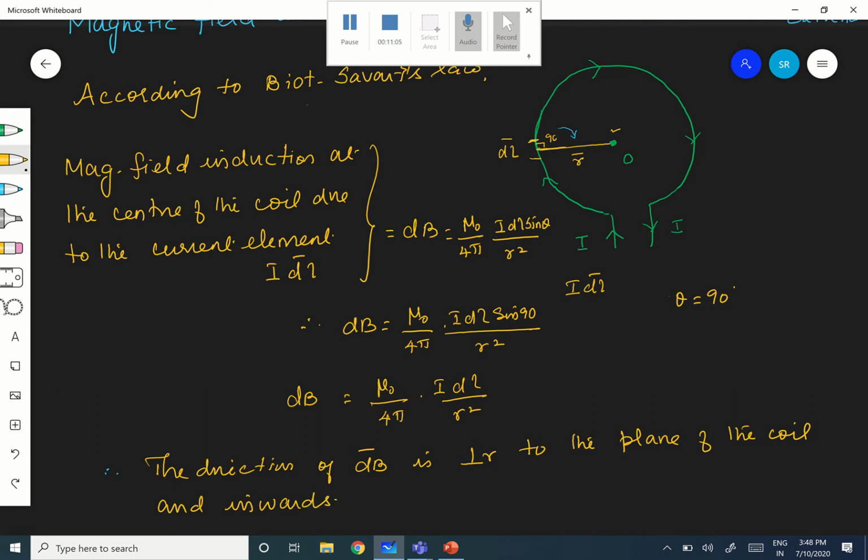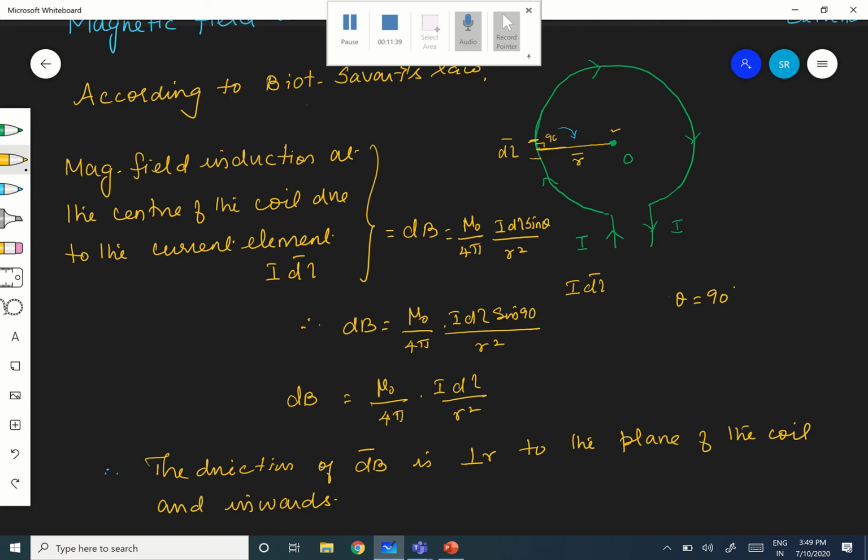Right. Now, I know only the field at O due to a very small current element. But what I want is the field at O due to the full current carrying coil. Therefore, see, if you have to integrate, dB is equal to mu naught by 4 pi I dL sin theta by r squared. B is equal to the integration of this, but provided the direction is the same. Provided the direction should be the same.